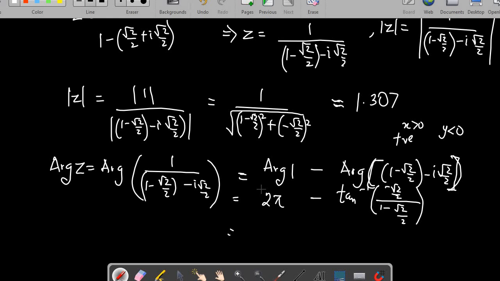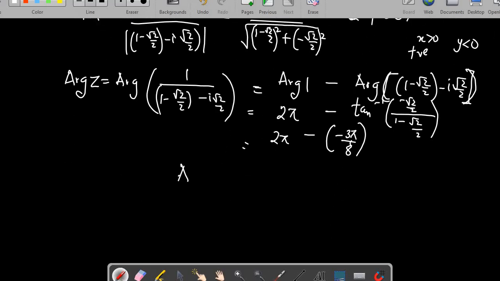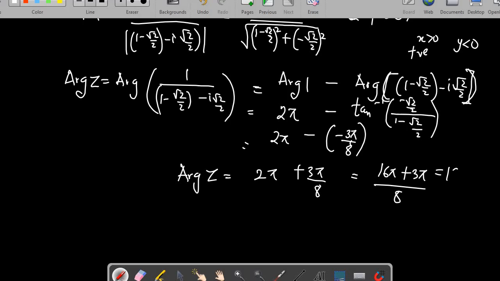So I have 2 pi minus 3 pi over 8 as the arctan result. Okay, so my argument of z will be equal to 2 pi plus 3 pi over 8. The LCM is 8, that's 16 pi plus 3 pi, which is 19 pi over 8. So the argument of the complex number is 19 pi over 8.